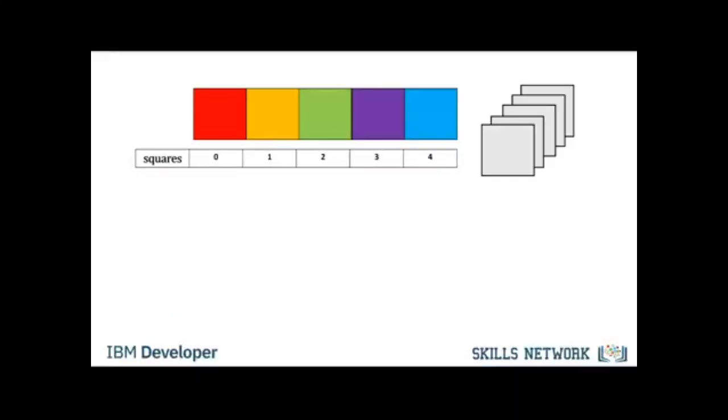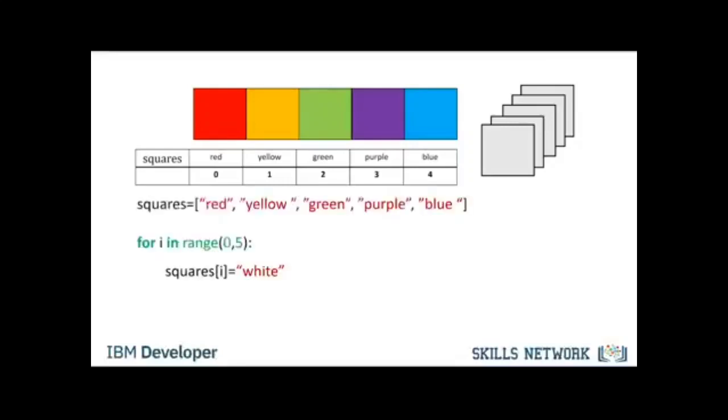If we are going to perform a similar task in Python, we cannot use actual squares. So let's use a list to represent the boxes. Each element in the list is a string representing the color. We want to change the name of the color in each element to white. Each element in the list has the following index. This is the syntax to perform a loop in Python. Notice the indent. The range function generates a list.